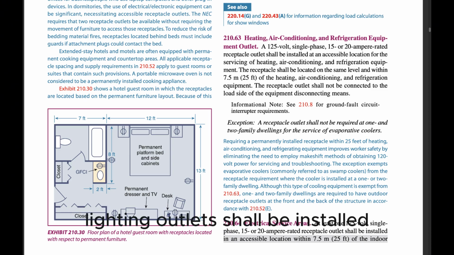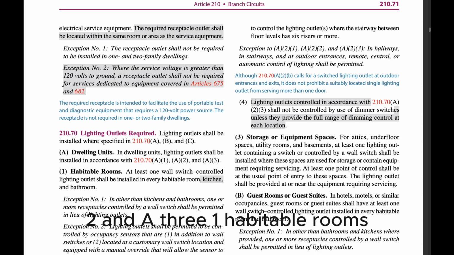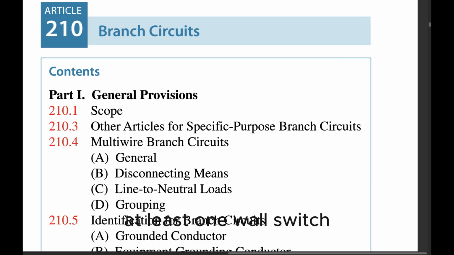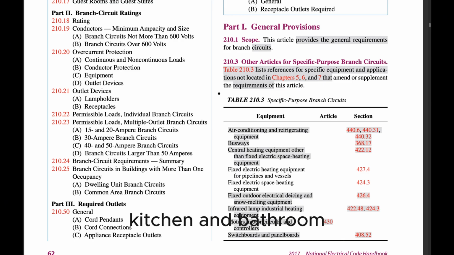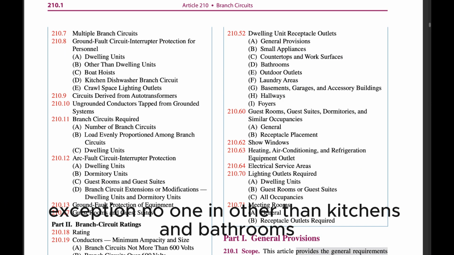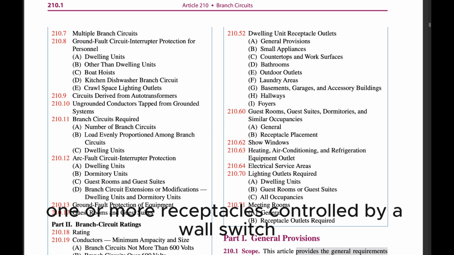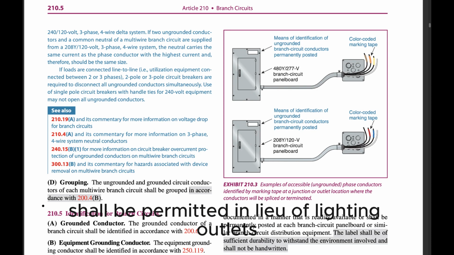Lighting outlets shall be installed in accordance with 210.70(A)(1), (2), and (3). (1) Habitable rooms. At least one wall switch controlled lighting outlet shall be installed in every habitable room, kitchen, and bathroom. Exception No. 1: In other than kitchens and bathrooms, one or more receptacles controlled by a wall switch shall be permitted in lieu of lighting outlets.